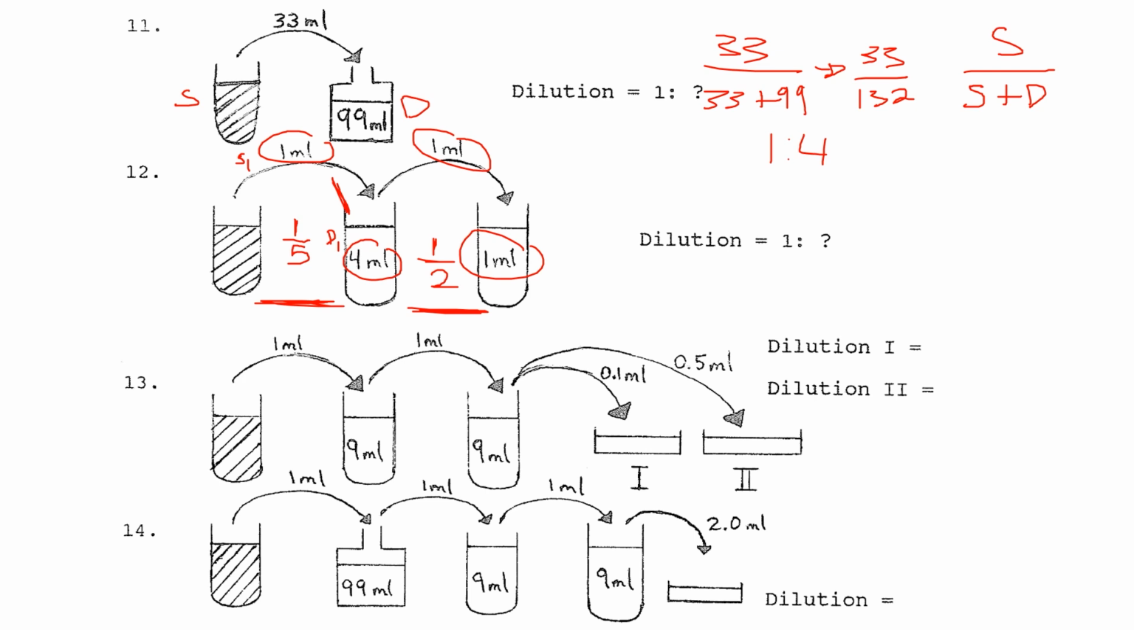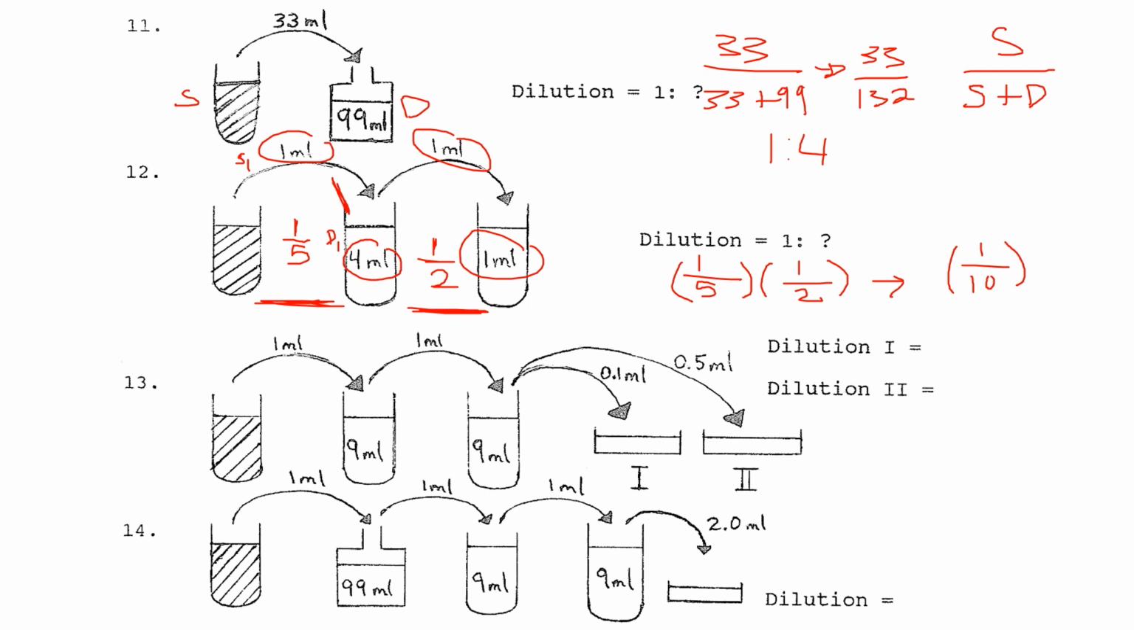So what do you do with these 2 dilutions now? You actually multiply them together to get your total dilution. So you do 1 over 5, our first dilution, multiplied by 1 over 2, which is our second dilution. And then you have 1 over 10 as your final dilution, okay?